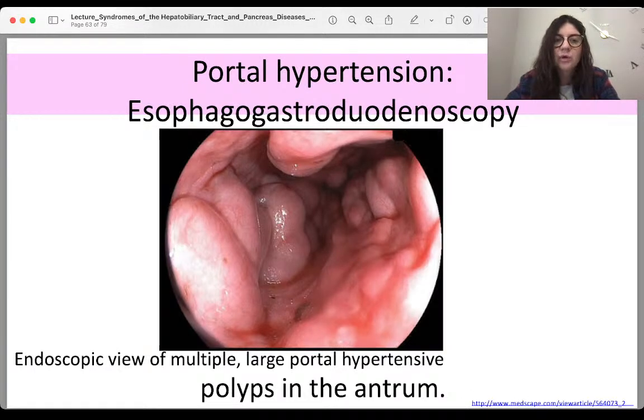Upper endoscopy, or esophagogastroduodenoscopy, you remember from the previous lecture. Here you see a typical picture. It is an endoscopic view of multiple large varices of the esophagus. You see it is a big structure under the esophageal mucosa.